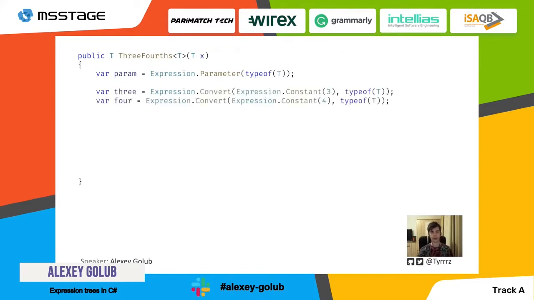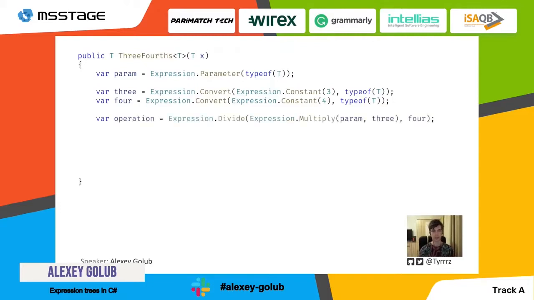And then we have to define the constants for 3 and 4. But the important thing here is that we have to make sure that the 3 and 4 constants have the same type as T. Because even when you write code like, for example, 2 times 1.5, which looks like you're multiplying an integer by a double, what happens is that the compiler turns it into 2.0 times 1.5, so it turns them both into double. And we have to do the same thing ourselves. So here we just take the constants 3 and 4 and convert them to the type of T.